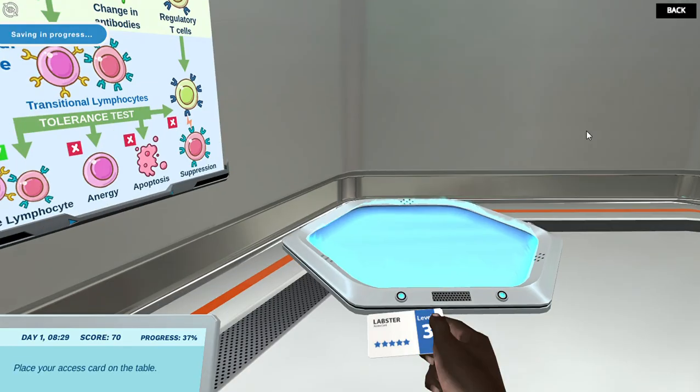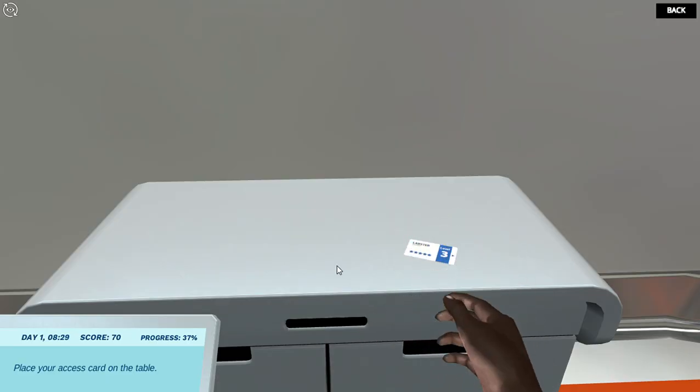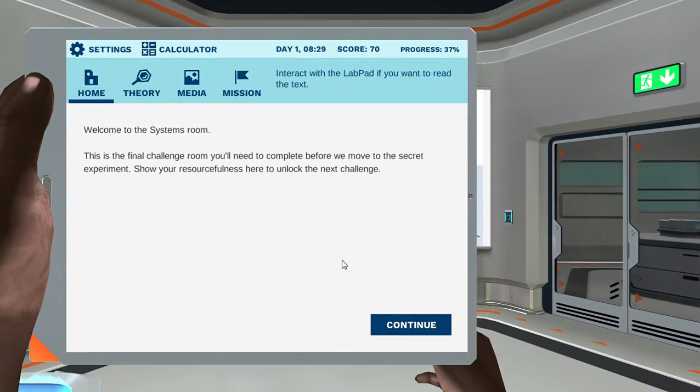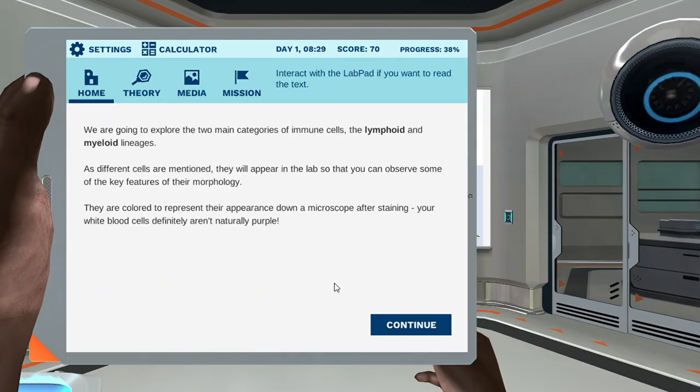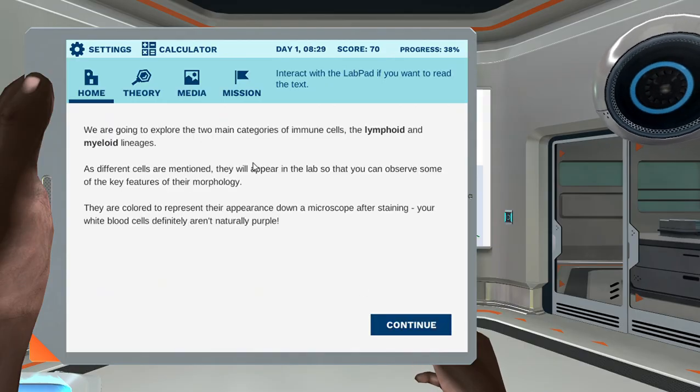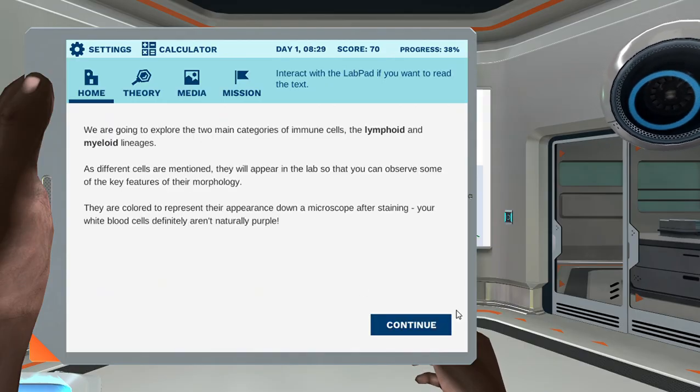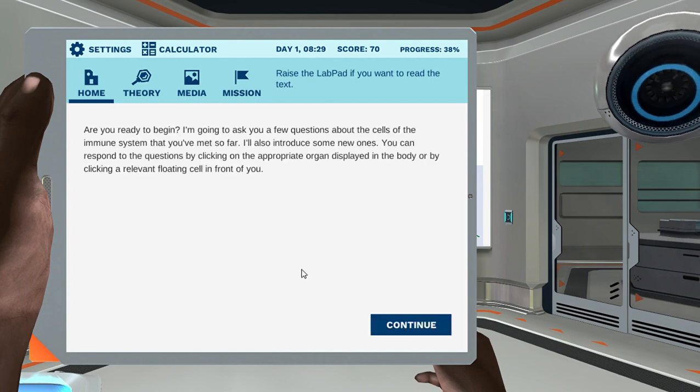Place your access card on the table. Welcome to the systems room. We are going to explore the two main categories of immune cells, the lymphoid and myeloid lineages. Are you ready to begin?